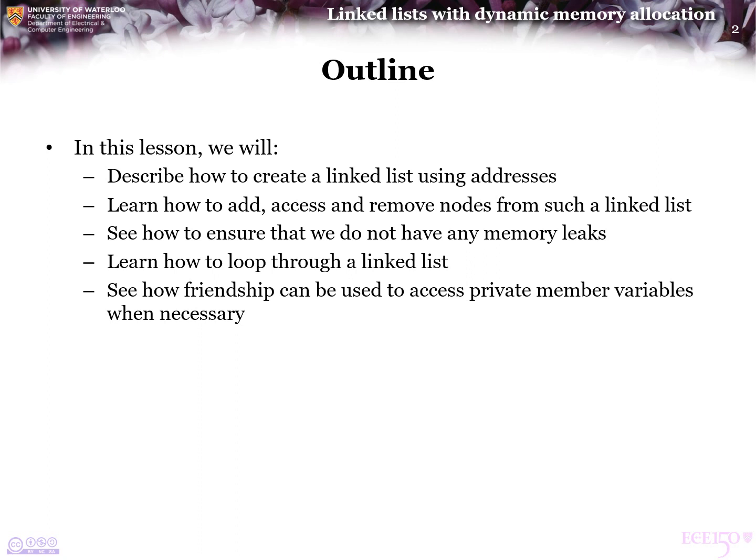We will then look at other member functions that could be implemented on a linked list, and we will see how these member functions can loop through the nodes in a linked list. We will then see how friendship can be used to allow access to private member variables by functions that are not declared as member functions, but nevertheless need access to the appropriate private member variables when necessary.